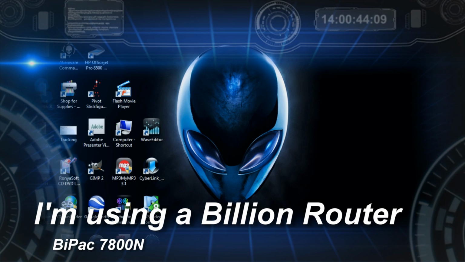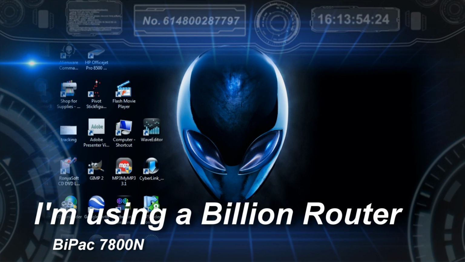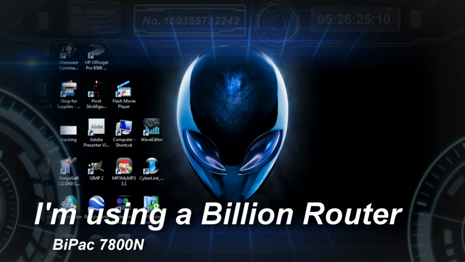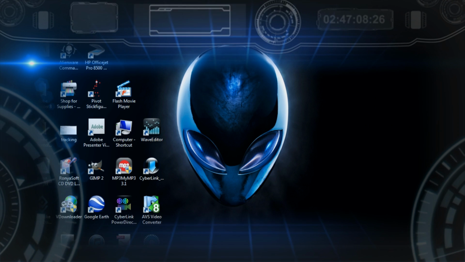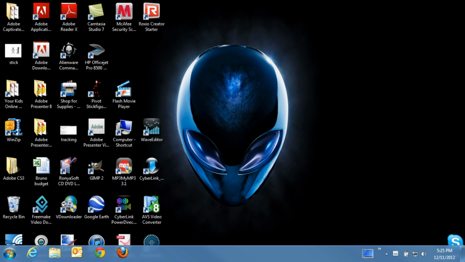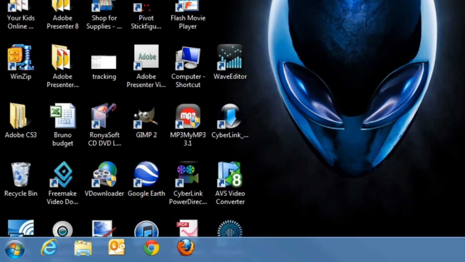Now, the way to do that is to access your wireless router. What you'll need is an IP or internet protocol address. Your user manual will have that. If you can't find a user manual, there's an easy way to find it, and I'll show you how now.